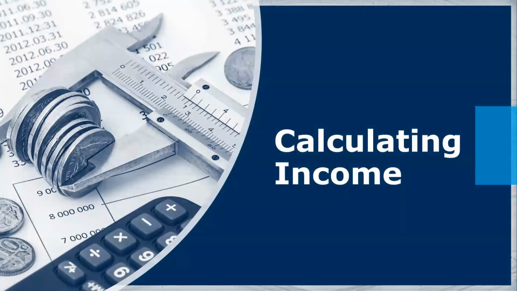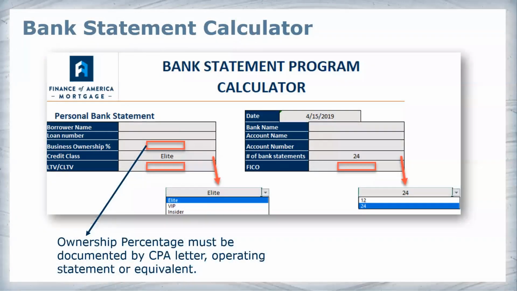So now let's get into actually calculating the income. And now that we have covered the different bank statements and the documentation required, let's look at how we calculate the income. There is a specific income calculation worksheet that is available on the Platinum site under Programs and Guidelines. This worksheet includes 9 tabs.